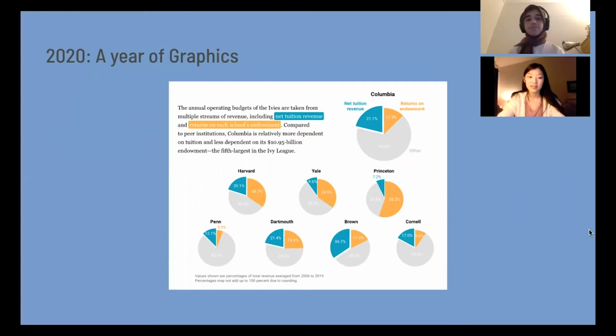Yeah, so for example, we have here yet another story about the Columbia University endowment, but instead of just looking at the return on endowment, the story related the way universities maintain their endowments to the socioeconomic diversity of the student body. So we decided to take a much more nuanced approach to looking at the university financial data, as well as different ways to compare across our peer institutions.